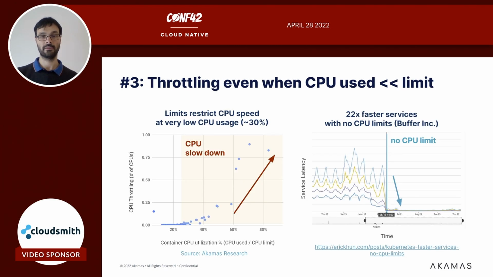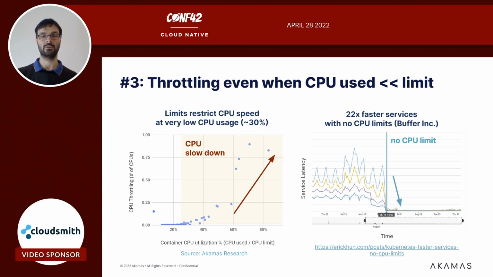The third effect is about an important and less known effect that CPU limits have on application performance. We have seen that CPU limits cause throttling, and you may think that this happens only when CPU usage hits the limit. Surprisingly, the reality is that CPU throttling starts even when CPU usage is well below the limit. We did quite a bit of research on this aspect in our labs, and found that CPU throttling starts when CPU usage is as low as 30% of the limit.